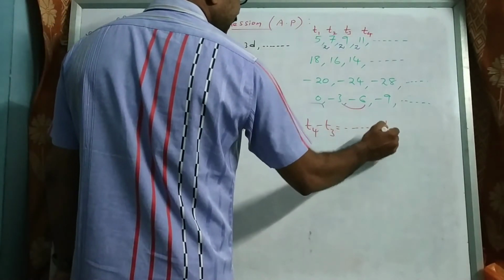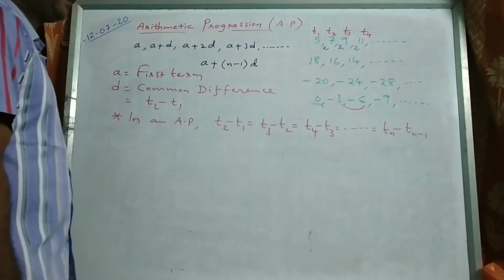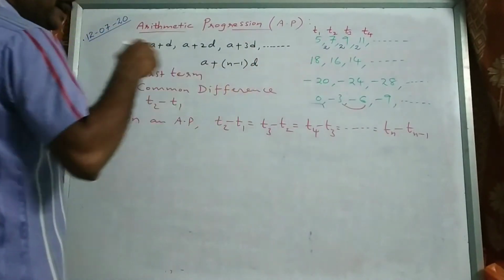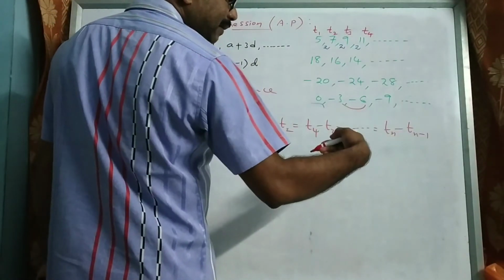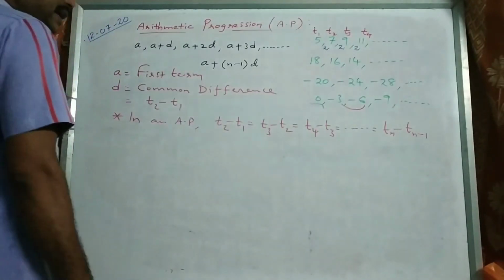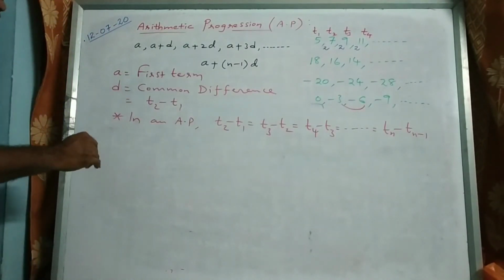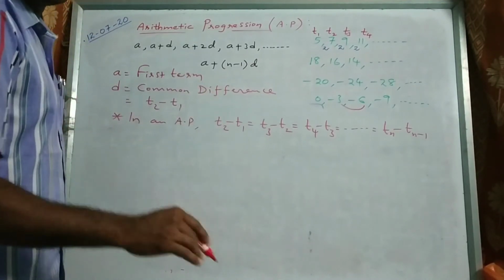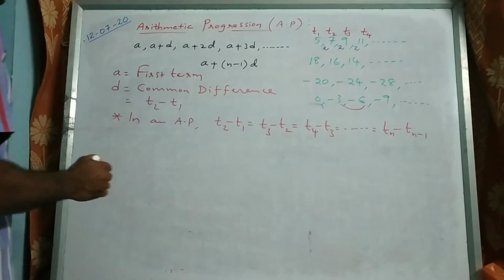Generally we can say Tn minus Tn minus 1, next term minus previous term. N is one number, and the previous number is N minus 1. So in an AP, the common difference is equal. You remember that point always. How do we recognize an AP? The common difference should be equal.